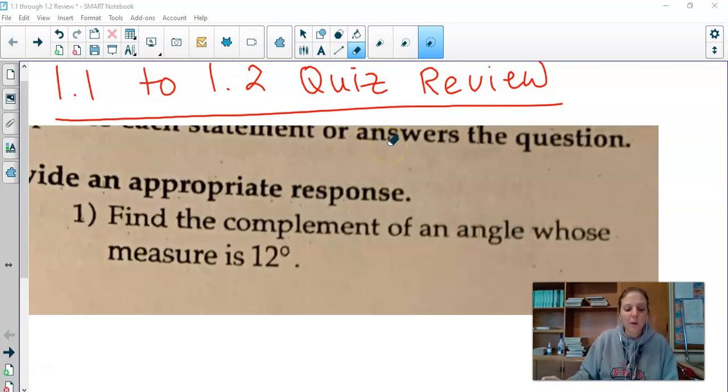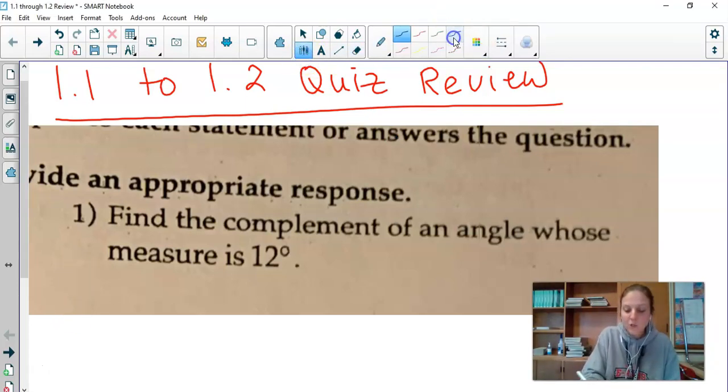This is a complete walkthrough of the 1.1 through 1.2 quiz review. So if you're just doing this on a sheet of paper, you don't have to copy down every question. You can just write the problem number and just show any work as needed.